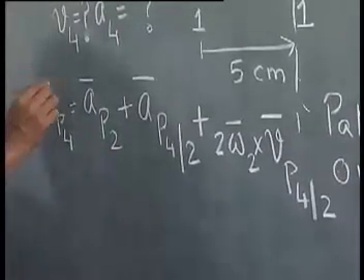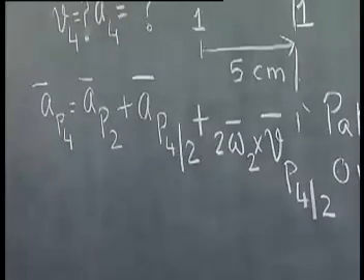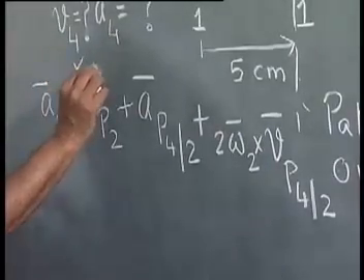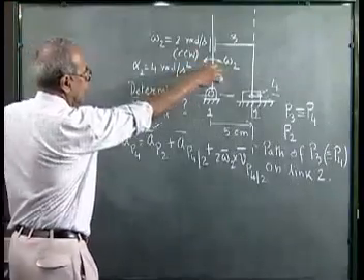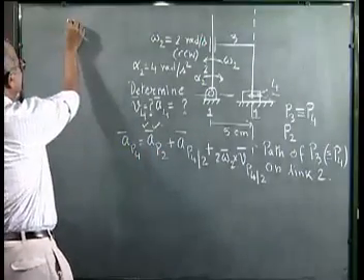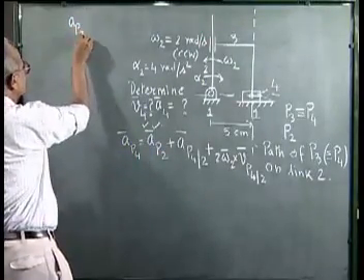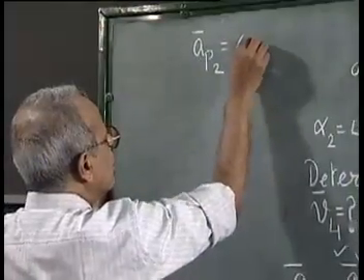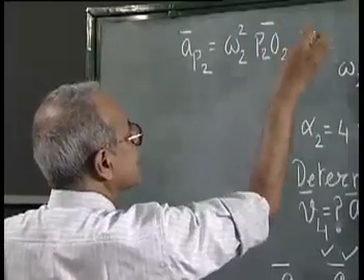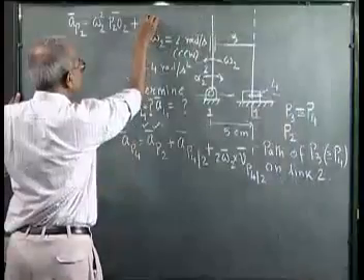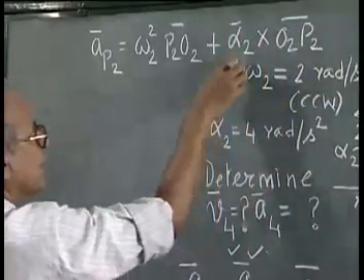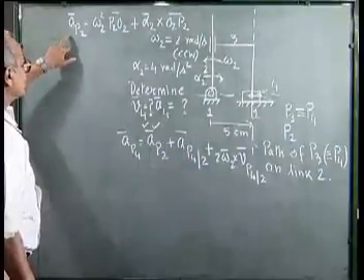From this acceleration equation, let me determine which vectors are known and which vectors are unknown. Ap2 is completely known because the input angular velocity omega 2 and input angular acceleration alpha 2 are prescribed. So I can write Ap2 is omega 2 squared P2O2 plus alpha 2 cross O2P2. Everything is specified, so Ap2 is completely known.